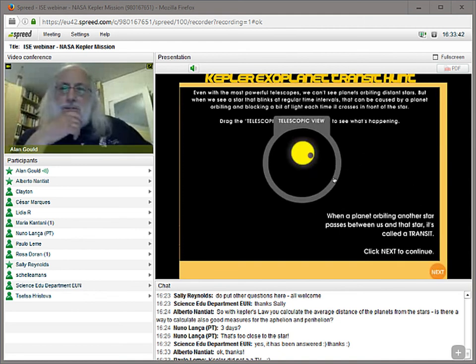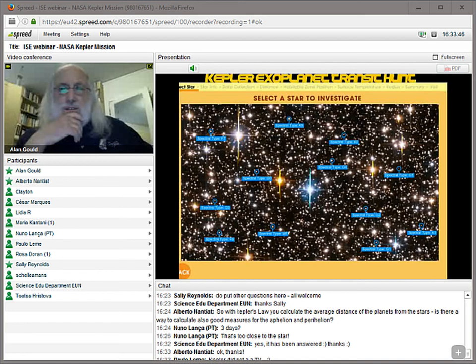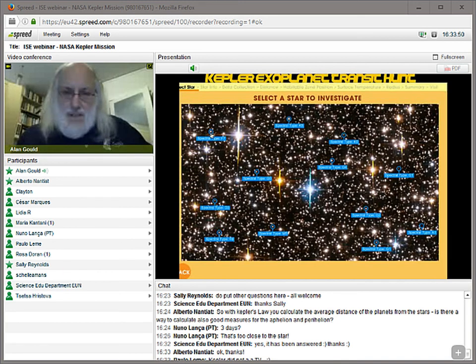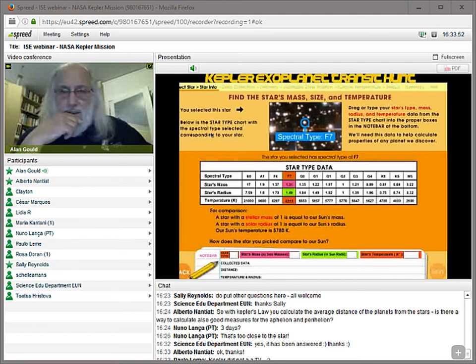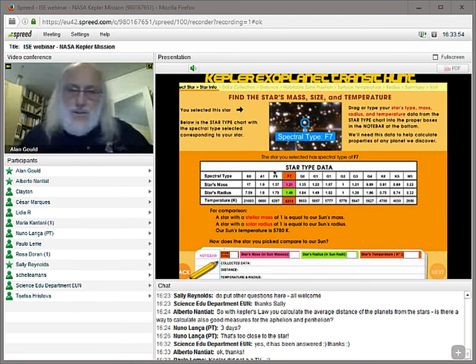In this interactive, you start out just by moving the telescope view over the star just to get things started. Then the next screen shows you a bunch of sample stars to try out. And then the next screen shows you characteristics of the star that you select. And there's this handy-dandy note bar at the bottom where you can collect data.